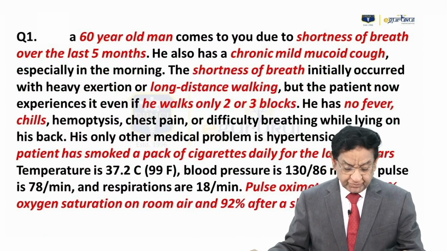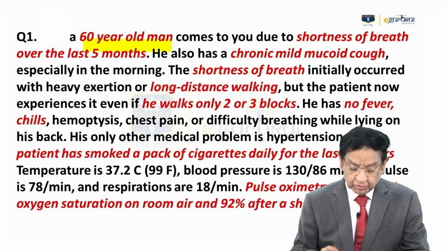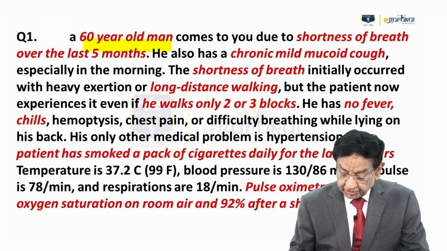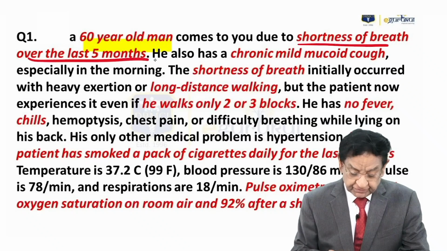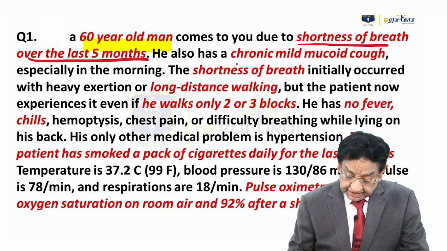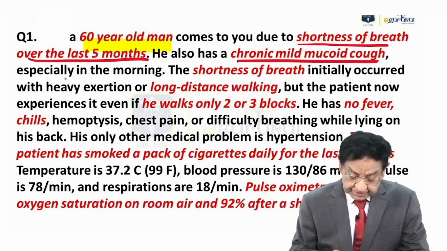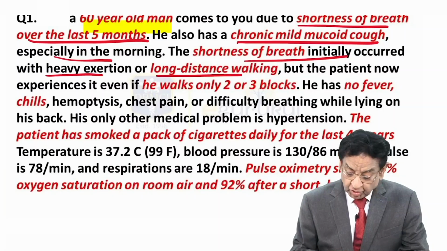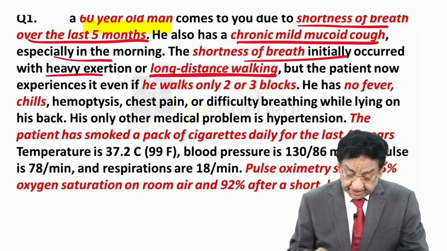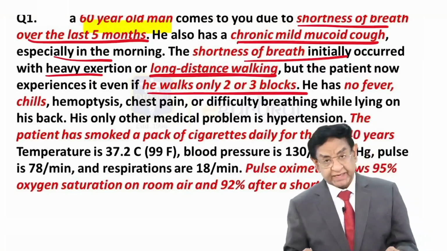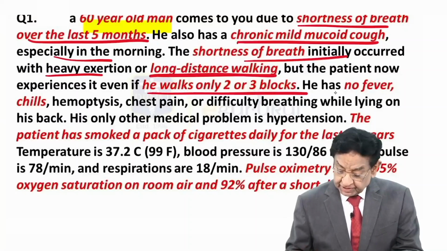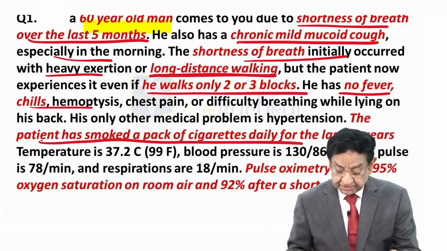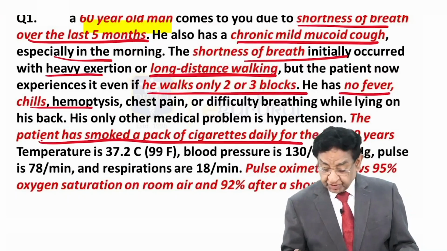Hello everyone. Now we have a patient who is a 60-year-old man, and he comes to you with shortness of breath for the last 5 months. He has a chronic mild mucoid cough, especially in the morning. Shortness of breath initially occurred with heavy exertion or long distance walking. But now he walks only 2 to 3 blocks and he feels shortness of breath. No fever, no chills. The patient has smoked a pack of cigarettes for 40 years.